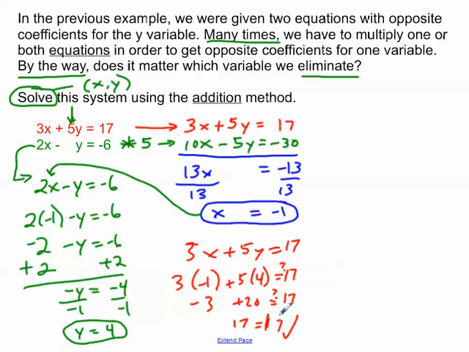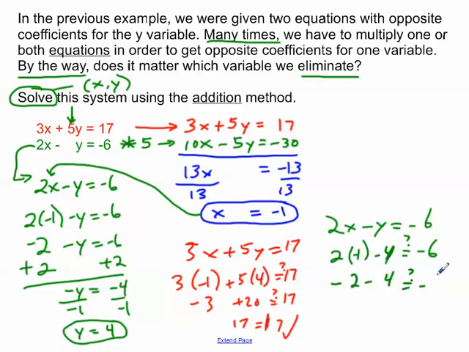So let's go to the green equation, double check our work there. 2x minus y equals negative 6. 2 times negative 1 minus y, 4, equals negative 6 with a question mark. Oops, sorry, that's a 4. Doesn't look like a 4, but it's a 4. Negative 2 minus 4 equals, with a question mark, negative 6. Negative 6 equals negative 6. It double checks. So there we go.